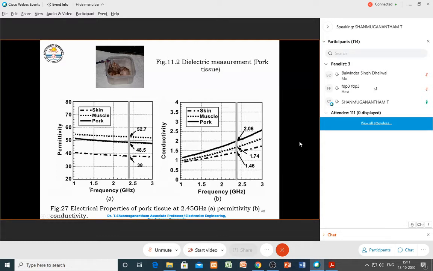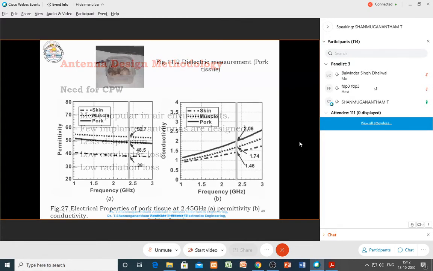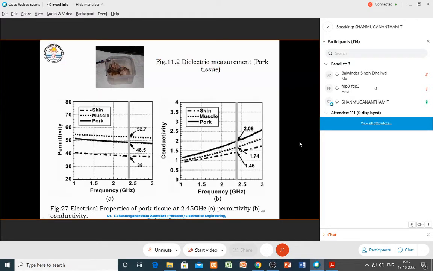Particularly for this ISM and this mixed band we did. So this is the permittivity and the conductivity we measured for this pork as well as muscle, skin, all these things. Here the epsilon r for skin is 38, for the pork tissue 48.5, and for the skin 52.7. Similarly, the conductivity was also measured: for pork it is 2.06, muscle is 1.74, and skin is 1.46, particularly for this case.